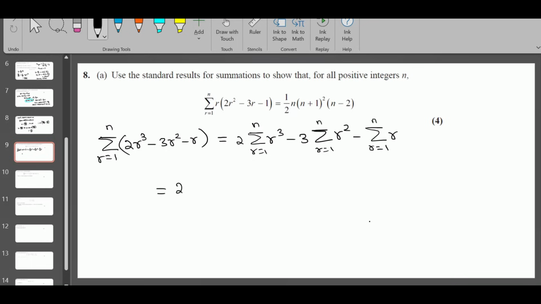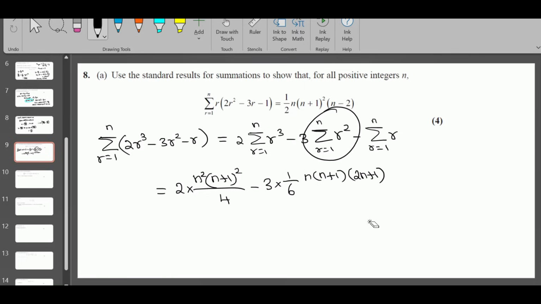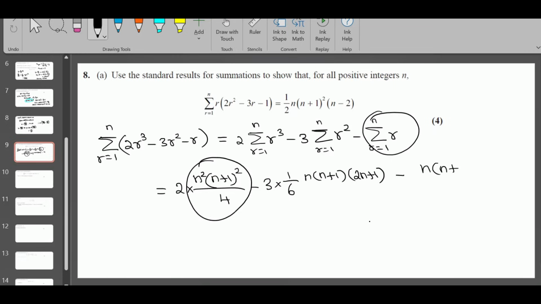And then look at your data booklet. There is a rule for sigma r cube. It's n square times n plus 1 whole square over 4. There is a rule for r square also, which is 1 over 6 n times n plus 1 times 2n plus 1. For r, actually, the rule is not given in the data booklet. It's same like this, but take it without the square. So n times n plus 1 over 2, the square root of 4 is 2. That's the rule for sigma r.